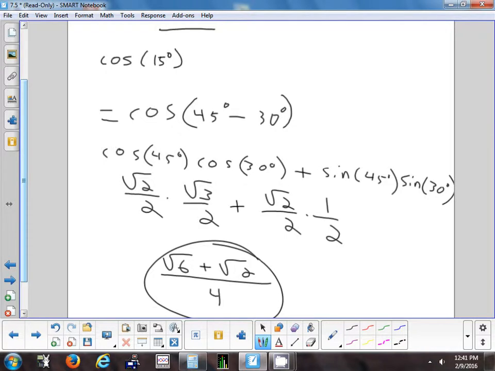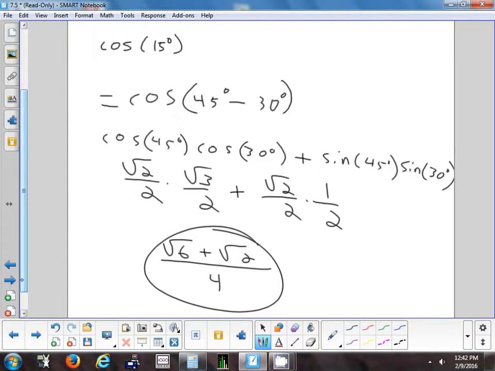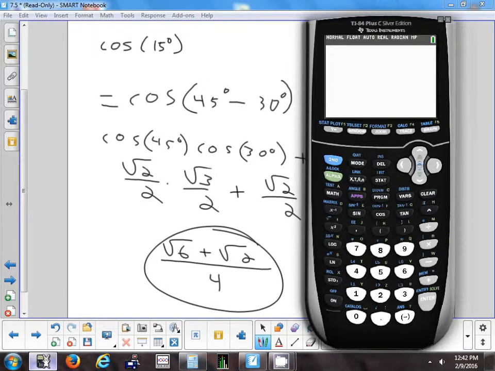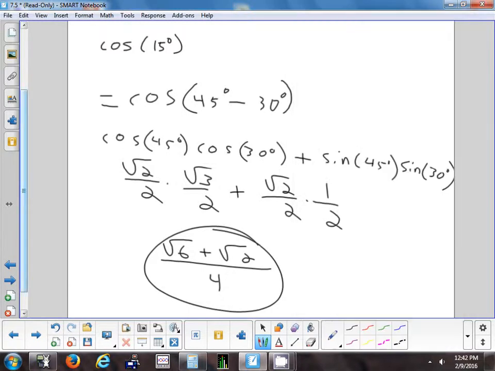Okay, so on your calculator, if you type in cosine 15, or if you type in what we have here, it's going to come out exactly the same. That's the exact answer for cosine 15. If you just type cosine of 15 and calculate, it's going to give you a decimal. On the test, I will ask you for the exact answer, and you have to show me how you split it up to get that. Any questions on that one?